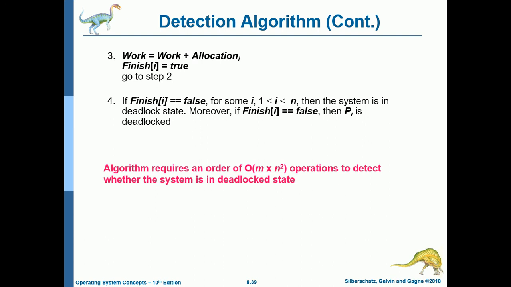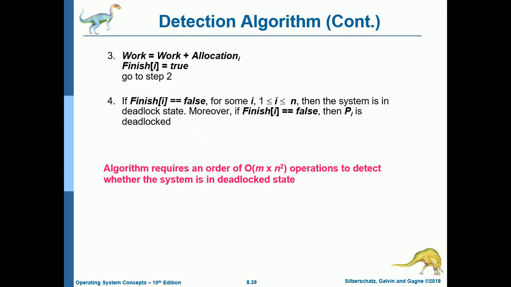Actually, the detection algorithm is similar to the banker's algorithm. The only difference is that, in our example, I'll show you the difference between the banker's algorithm and the detection algorithm. But their way of borrowing resources and returning all the resources that the process or the threads have used is just the same as the banker's algorithm.